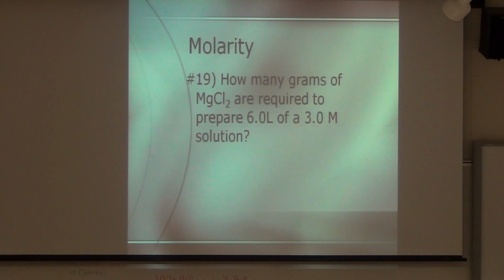Number 19. Same, only different. Kind of the same problem, but in the opposite direction. So now we're given the molarity and the volume, and we want to find out how many grams it takes to get that solution. So we use our triangle first. Our 6 liters is our volume, multiplied by our molarity of 3 moles per liter. So we need 18 moles of the magnesium chloride.